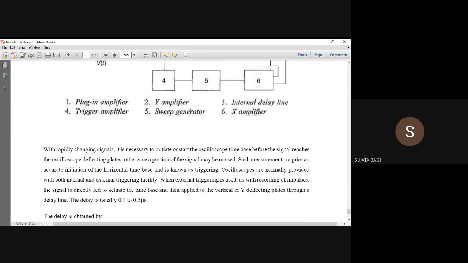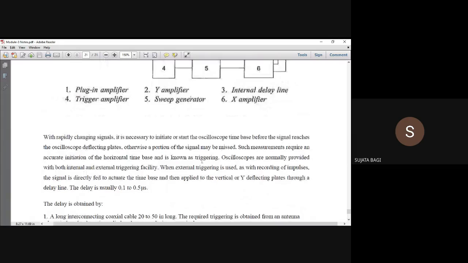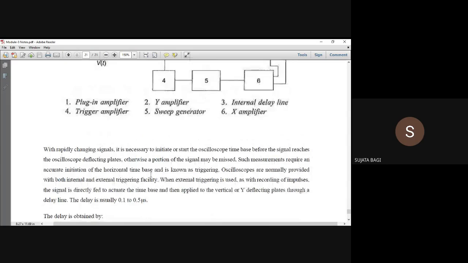With rapidly changing signals, what happens? It is necessary to initiate or start the oscilloscope time base before the signal reaches the deflecting plates. Otherwise, the signals may be missed and we can't measure them. Such measurements require initiation of the horizontal time base, and that is nothing but triggering. Triggering is very important in this case.